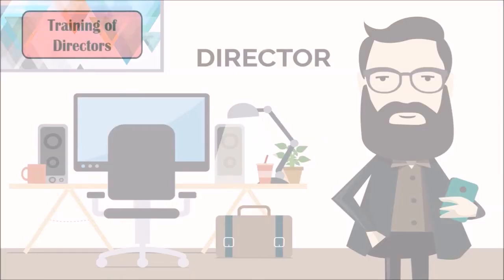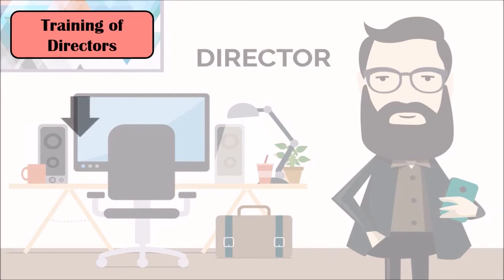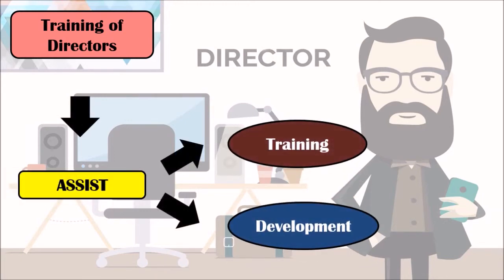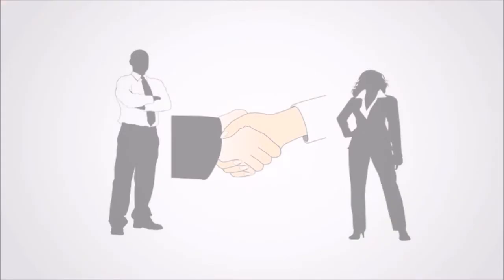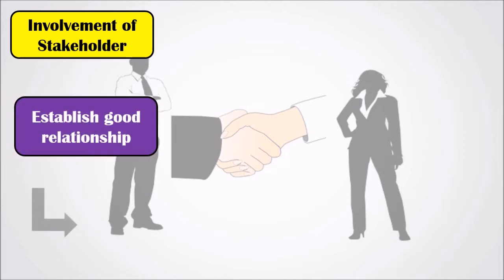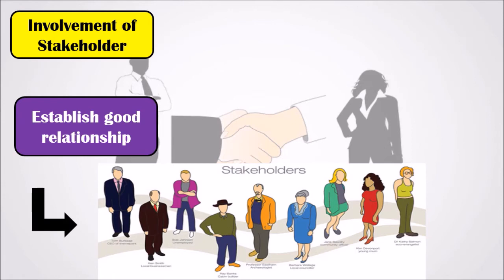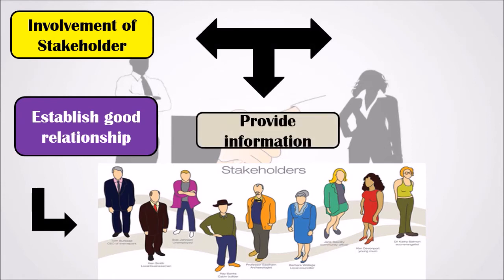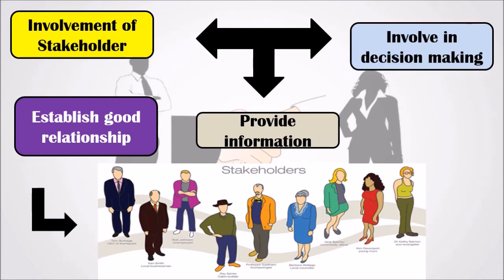Next is the training of directors. It is where corporate governance can assist the training and development of directors so that they can perform well. Other than that is the involvement of stakeholder. It is where corporate governance can help an organization to establish a good relationship with its stakeholders. This can be achieved by providing information to the stakeholders and make them involved in the process of decision-making.